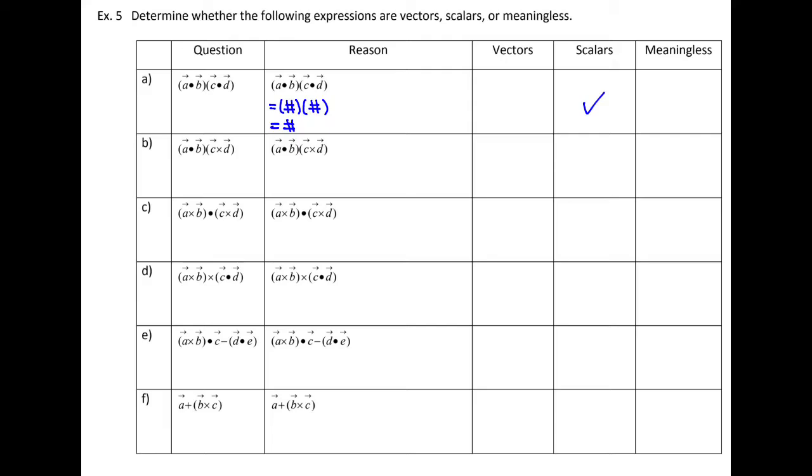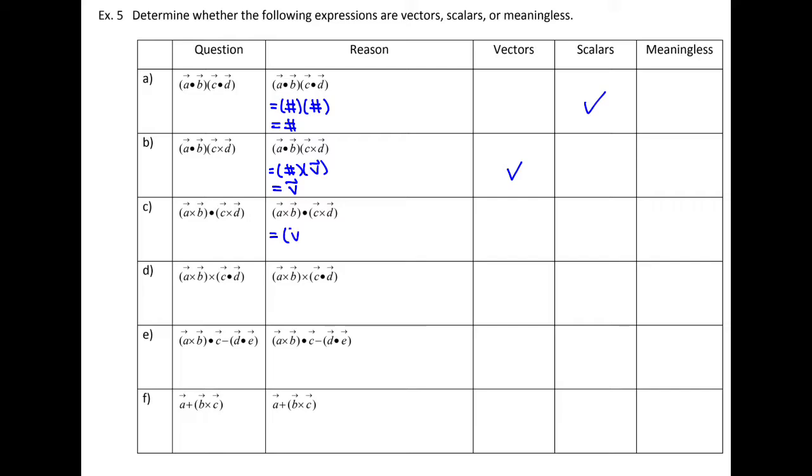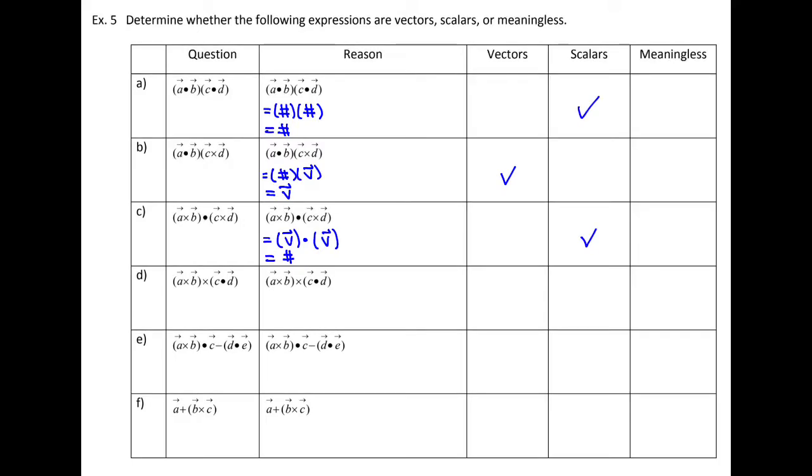Part B. The value inside the first bracket is a scalar. And C cross D will result in a vector. That means a scalar multiplication of a vector is going to be a vector. Therefore, a vector. Part C, the result of the first bracket will become a vector. And dot, the result of the second bracket is also a vector. And the dot product between two vectors is going to give you a scalar. Therefore, scalar.